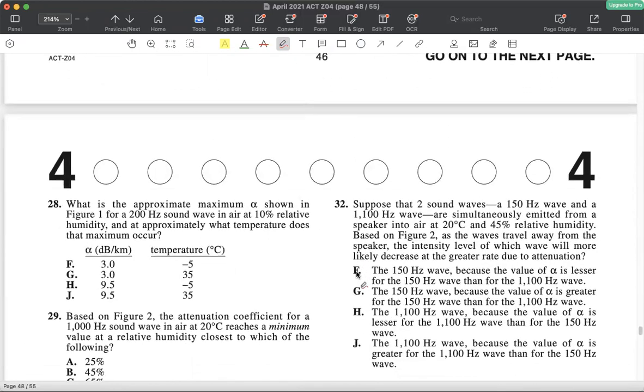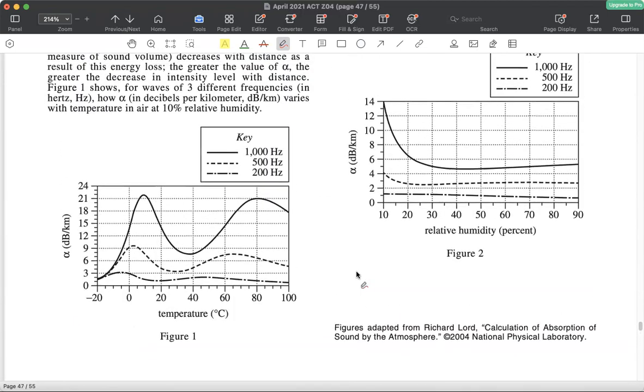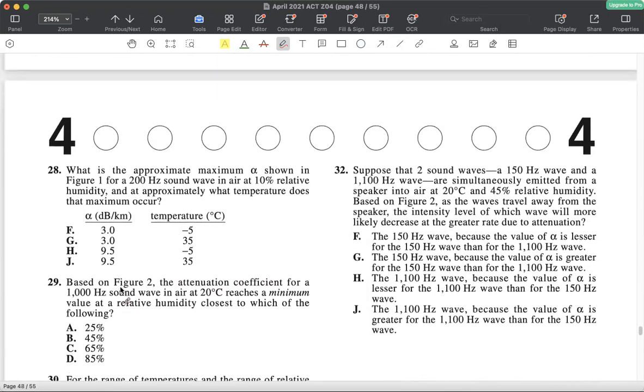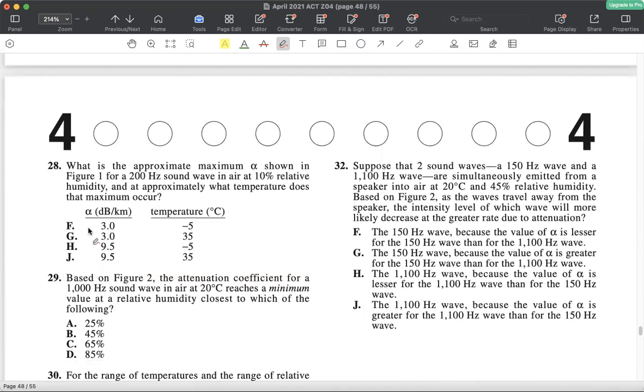What is the approximate maximum alpha shown in figure 1 for a 200 hertz sound wave in the air at 10% relative humidity, and approximately what temperature does that maximum occur? So we're looking at 200 hertz, right? So 200 hertz is this. So what is the maximum that happens? Maximum alpha is about 3, and it happens at a temperature of 1, 2, 3. It happens at -5. So alpha is 3 and the temperature is -5.